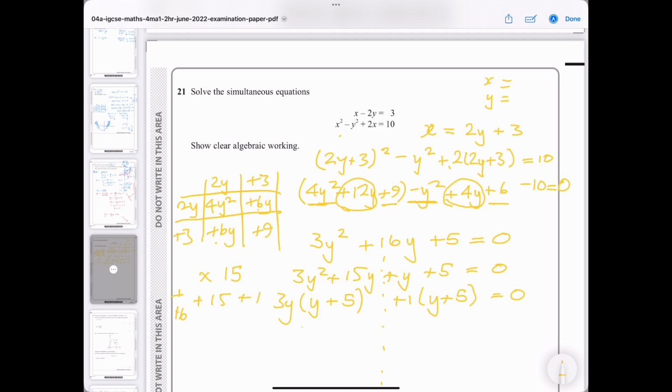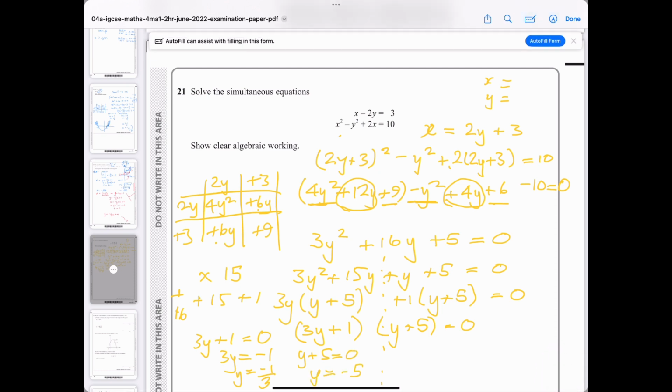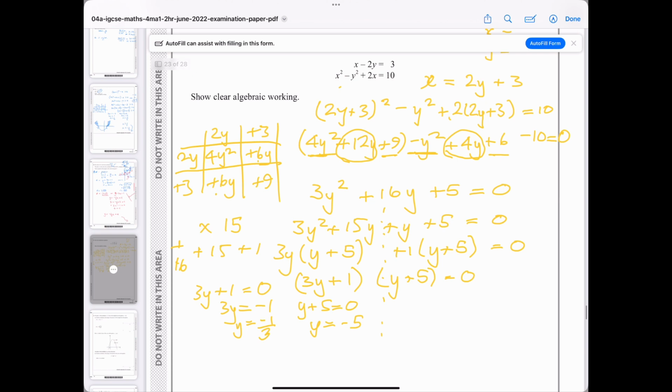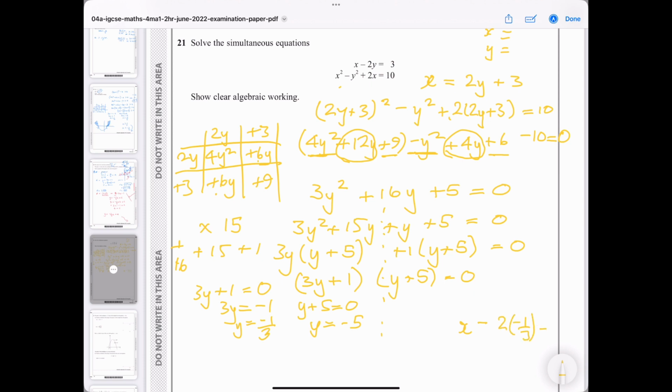And so the answer is (3y plus 1)(y plus 5) equals 0. So 3y plus 1 equals 0. Take off 1 from both sides, and y equals minus 1 over 3. And then y plus 5 equals 0, so y equals negative 5. So we've almost done it all. If we know that x minus 2 times minus 1/3 equals 3.